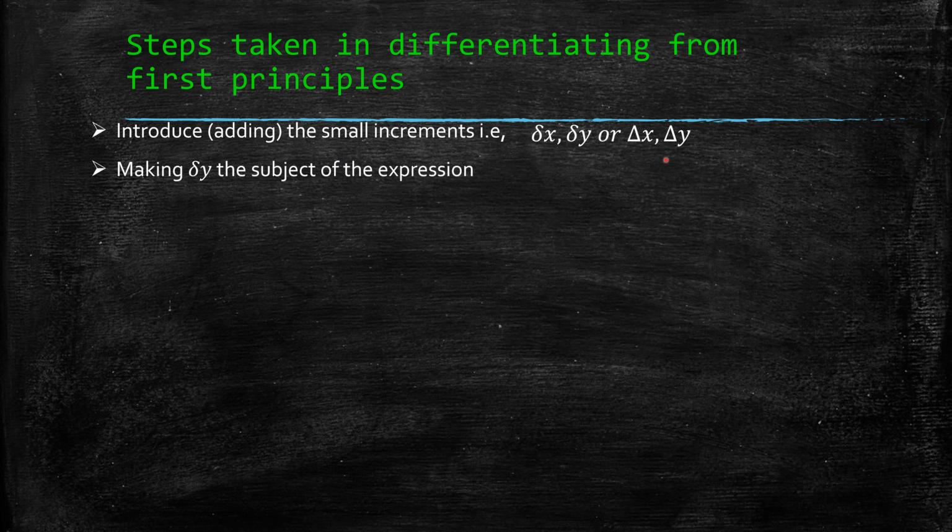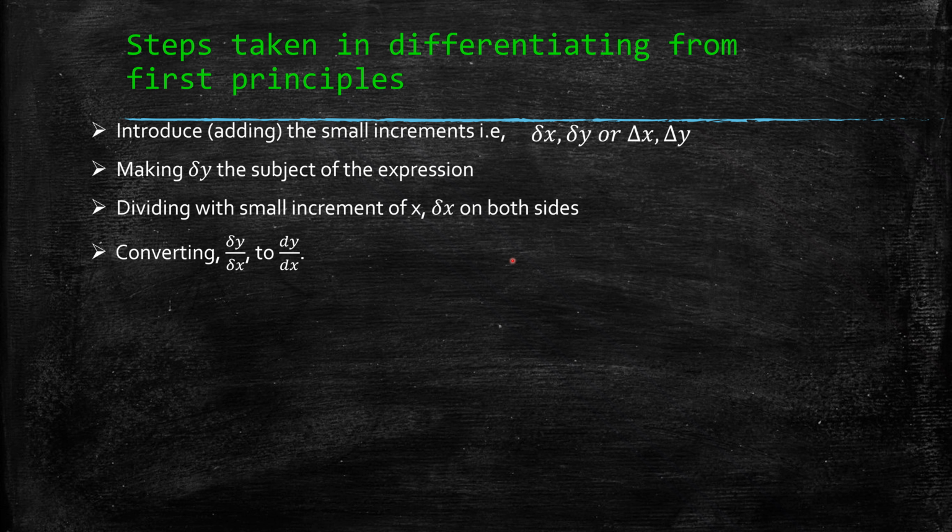After we have done that, we shall make small change in y the subject of the expression of the particular function that we are dealing with. Then we shall divide by the small increment of x, that is delta x, on both sides, such that we form small change in y over small change in x on one side. Then we shall use limits to convert from small change in y over small change in x to dy dx, which becomes the gradient function of that particular function.